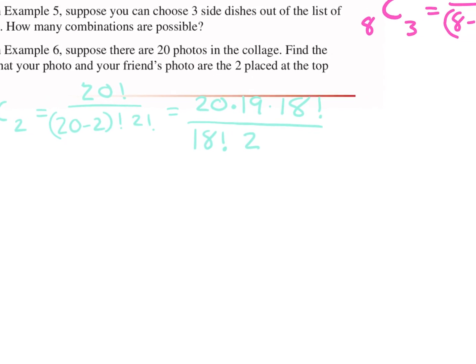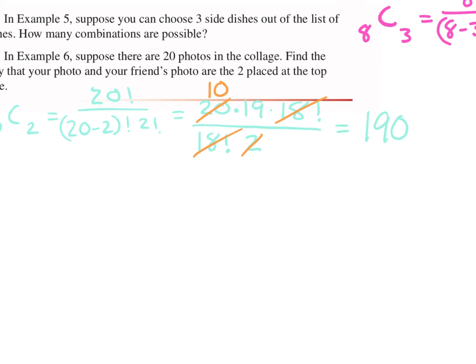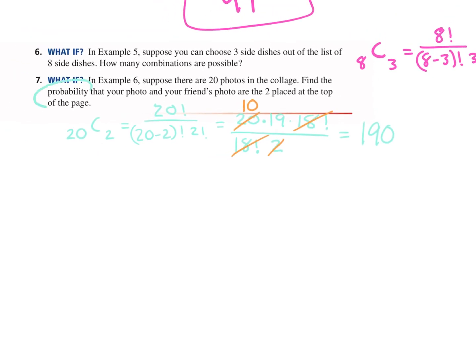So anything on the top cancel out with anything on the bottom? The 18 factorials. Anything else? 20 and the 2. So 2 goes into 20 how many times? 10. So then on the top, I just have 10 times 19, which is 190. This question asks for the probability. So how am I going to leave my answer? 1 over 190.